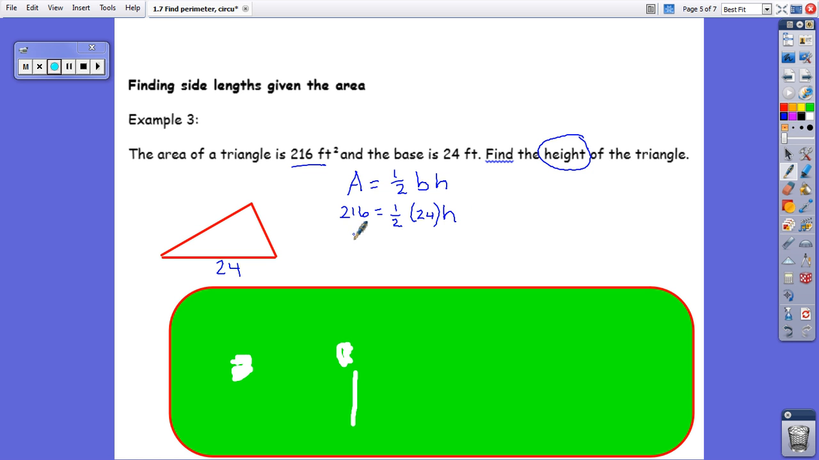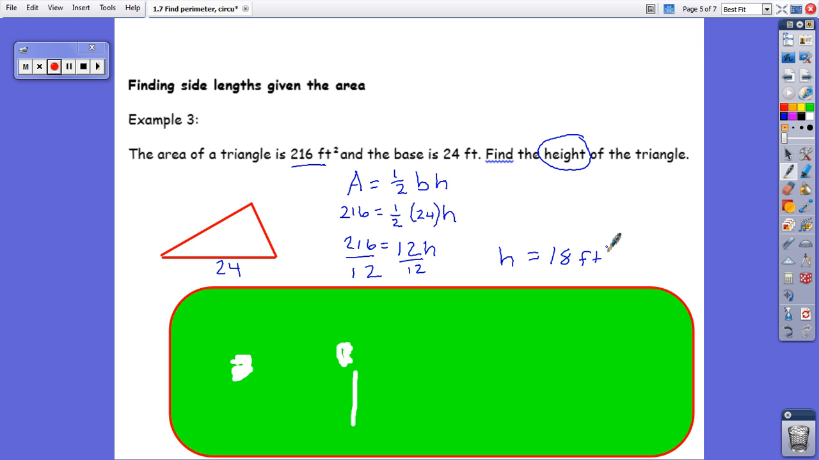The easiest way to do this, I'm going to drop down my 216. I'm going to multiply 1/2 times 24, or in other words, what is half of 24? 12. And then I drop down my h. I'm still trying to solve for h here, so I divide by 12. And I get h equals 18 feet. That's the answer to the problem.